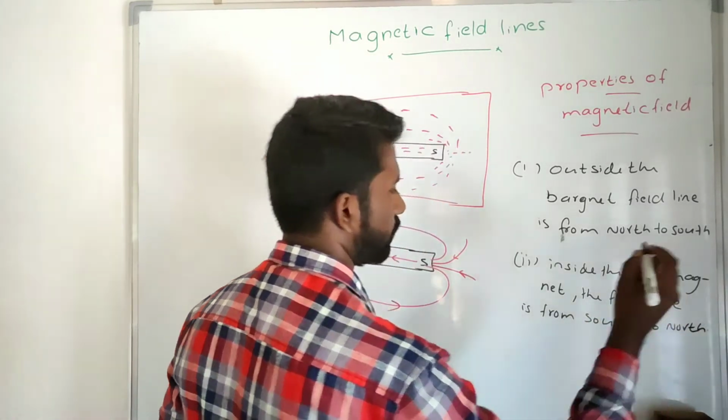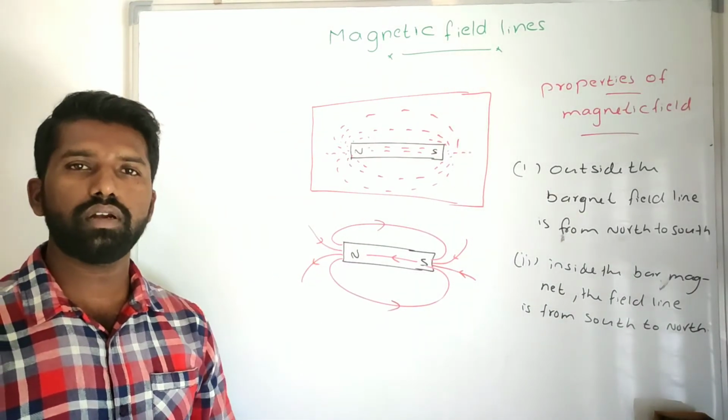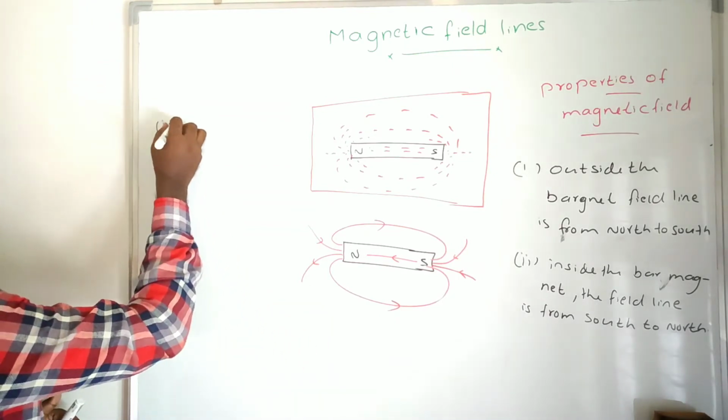South to north. And the magnetic field line is a continuous closed curve. That is the next property, the third property.